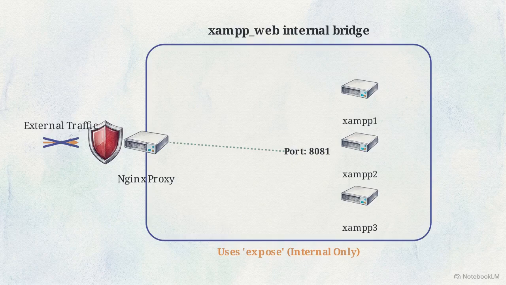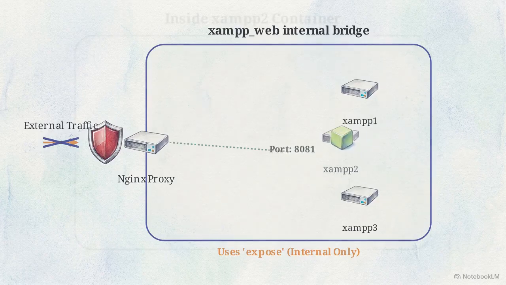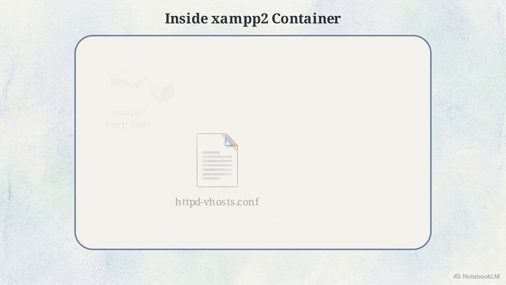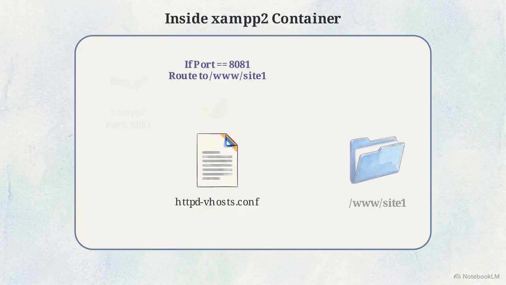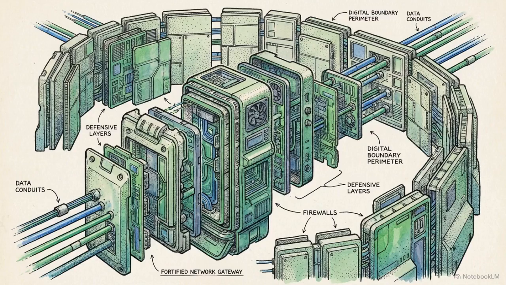The packet crosses that internal network boundary and successfully reaches XAMPP2 on its designated port, 8081. The Apache httpd vhosts.conf file is listening, ready to intercept the incoming traffic. The virtual host directive reads that 8081 port number and maps the request directly to the correct physical document root directory, like /www/site1. Aggressive network isolation protects the application layer. No client can bypass the Nginx proxy. All traffic must pass through the edge's security protocols first.